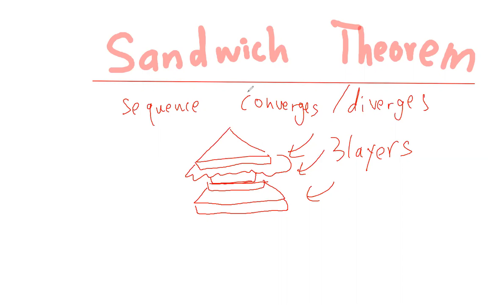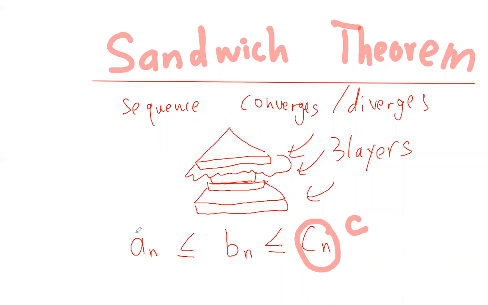The same concept applies to a sequence: how do we prove its convergence? Let's say the sequence in the middle is B sub n. This is the sequence we're going to find out whether it converges or diverges. It is sandwiched between a number bigger than Bn, let's say C sub n, and a number smaller than Bn, A sub n. If C sub n converges, and A sub n converges, then very logically we can say Bn converges.